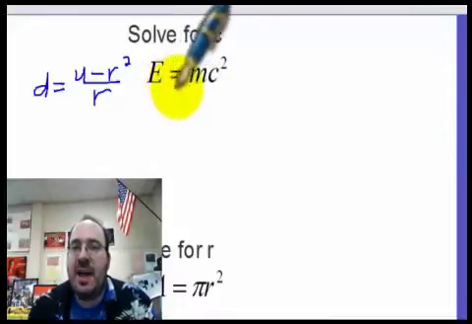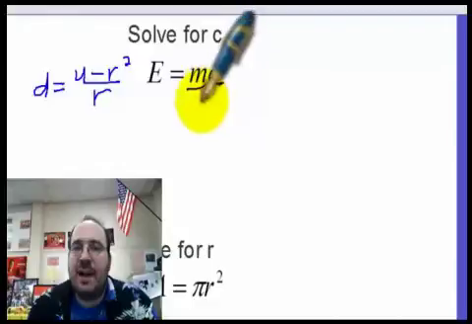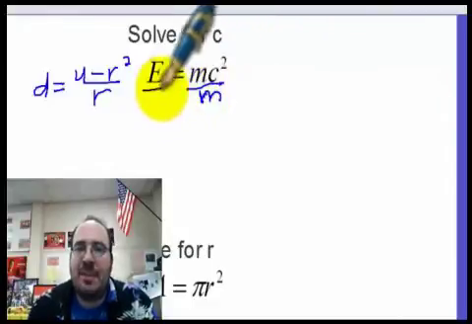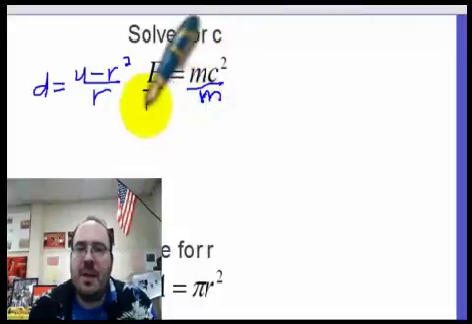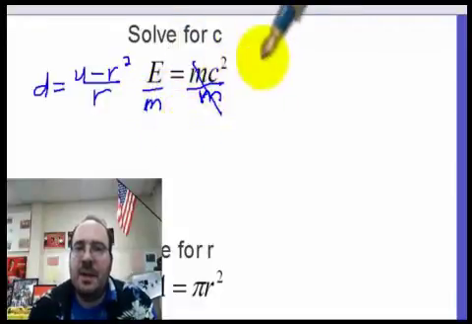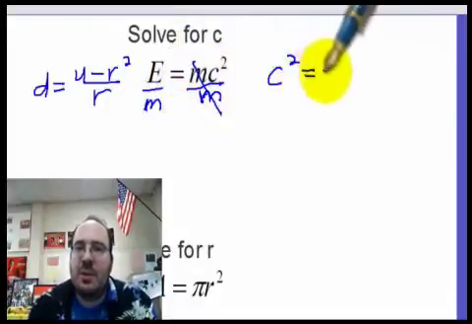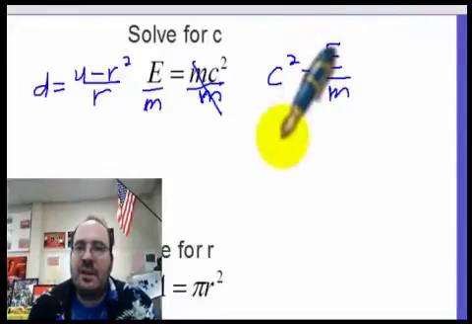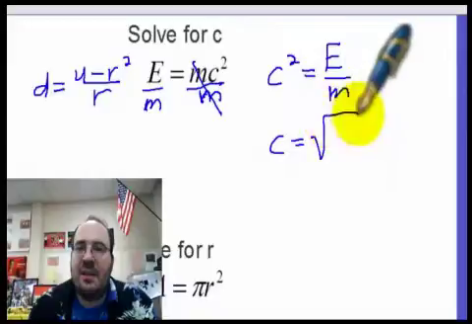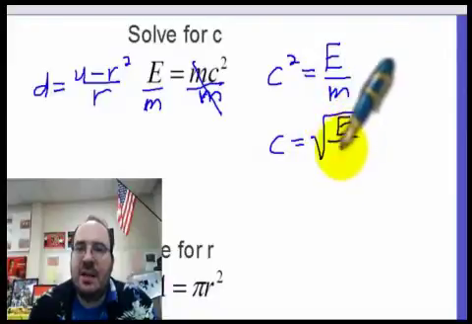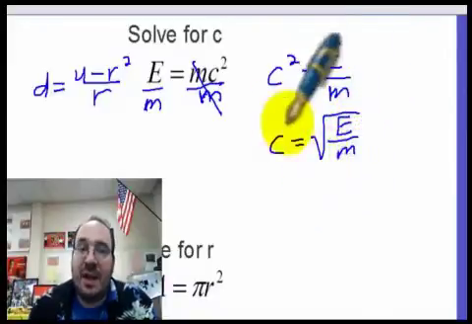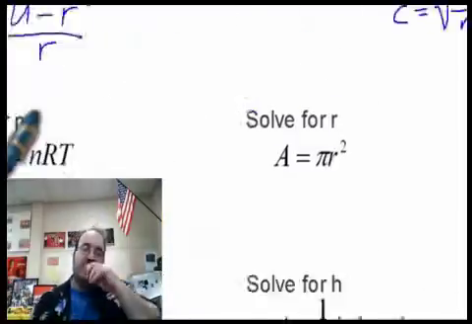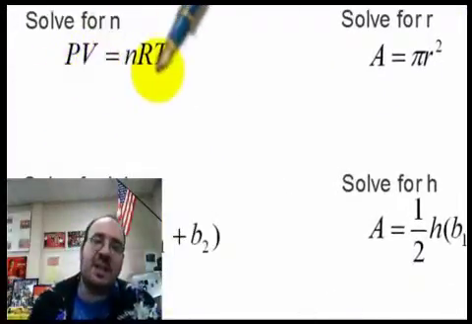So to do that, I think I need to divide both sides by m. Whoops, because that's the opposite of multiply by m. So divide by m, and I get c squared equals E over m. And then square root both sides, I get c equals the square root of E over m. And that's your answer.